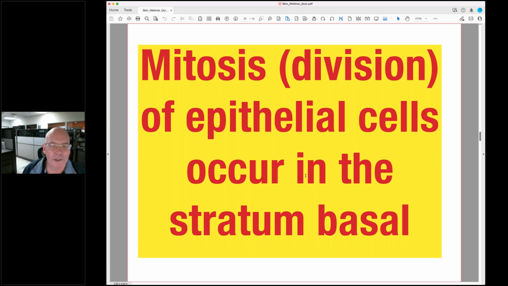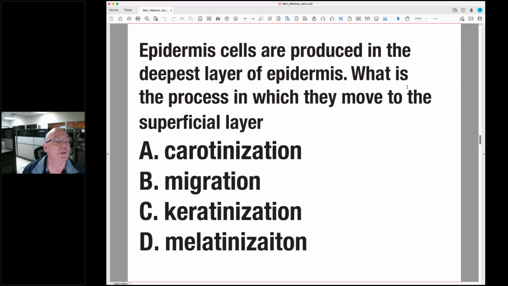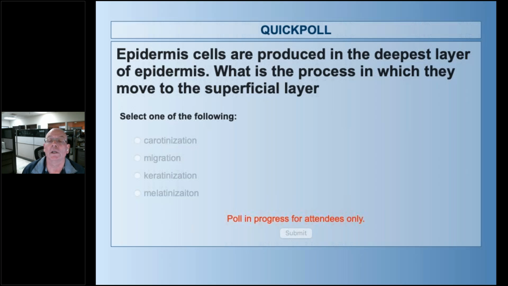All right, ready for the first poll question? Remember, click on the letter that you think is the answer. Here we go. First question. Epidermis cells are produced in the deepest layer of the epidermis. What is the process in which they move to the superficial layer? The answers are keratinization, migration, keratinization, or melaninization.